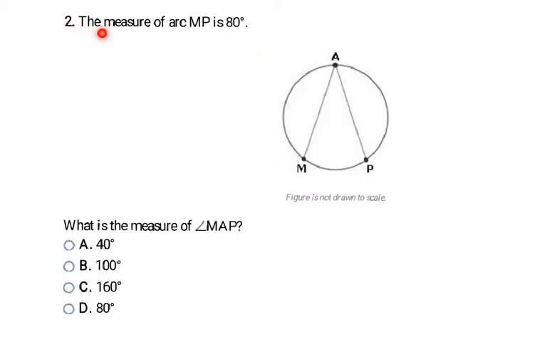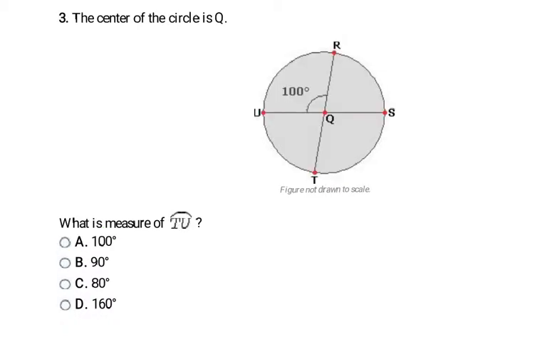Okay, this problem says the measure of arc MP is 80 degrees. So that means from M to P is 80 degrees. The measure of angle MAP, that's what it wants to know here. So MAP is an inscribed angle. I know that an inscribed angle is half of its arc. So that means half of 80 is 40. So my angle measure here is 40, letter A.